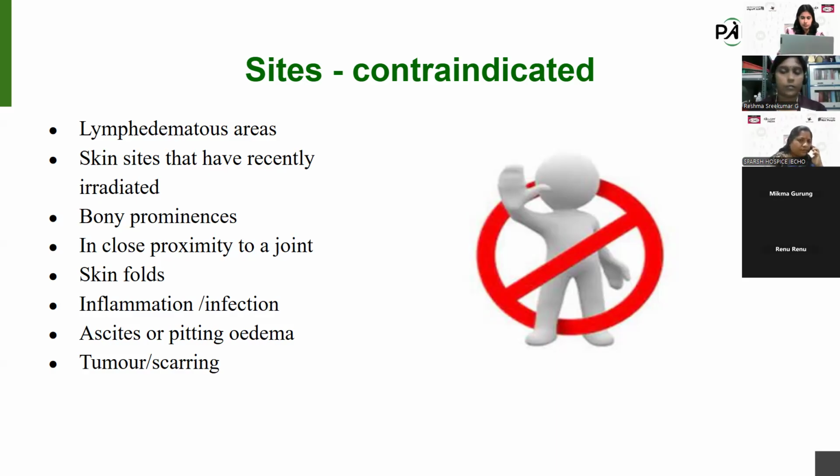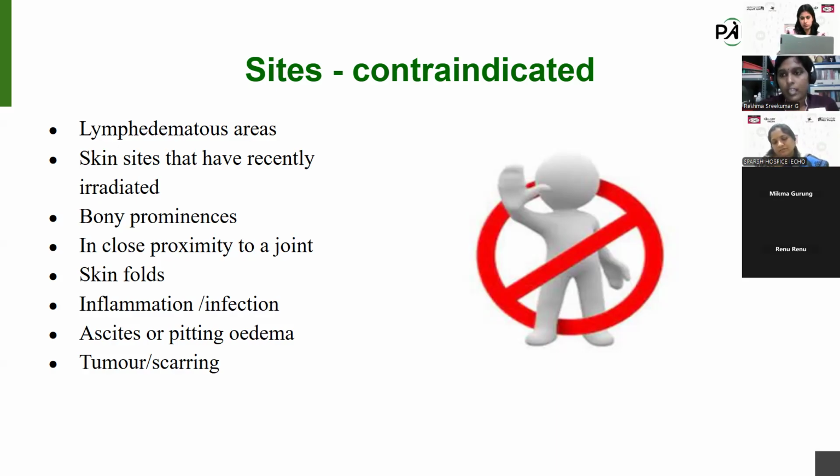Then skin folds we do not choose for subcutaneous infusion, and if there is any inflammation or infection at the subcutaneous site, that is not recommended for subcutaneous injections. We also said we can give in the abdomen, as we already take insulin in the abdomen. But if the patient is experiencing any ascites or pitting edema, mainly ascites, we do not choose the abdomen for subcutaneous injections or infusion. And if the area has any tumor scarring, that is not allowed. These are the main contraindications.